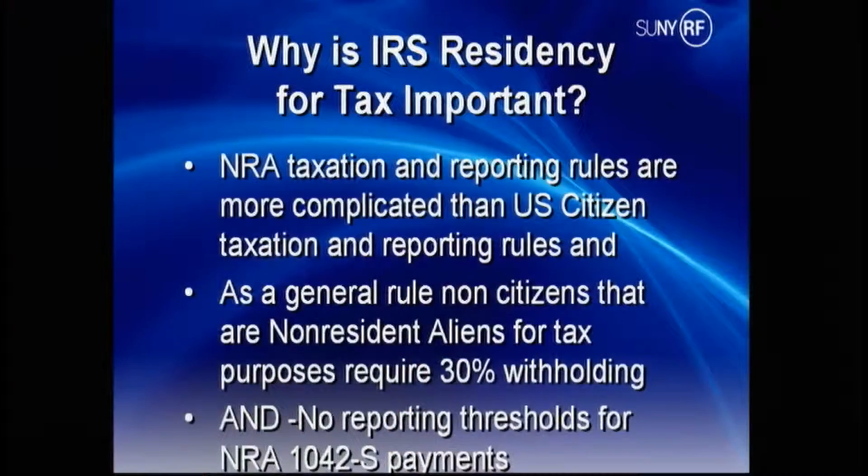So to kind of stress why the IRS residency for tax is important, NRA taxation rules are far more complicated than U.S. citizen rules. Typically, when we pay a U.S. citizen independent contractor, we're not required to withhold. We report it on a 1099. But with a non-resident alien, the general rule is it starts with 30% withholding being required. Now, there may be exceptions to that, but there's a tax impact right off the bat. So we need to make sure that we've got things lined up and we're going to process correctly.